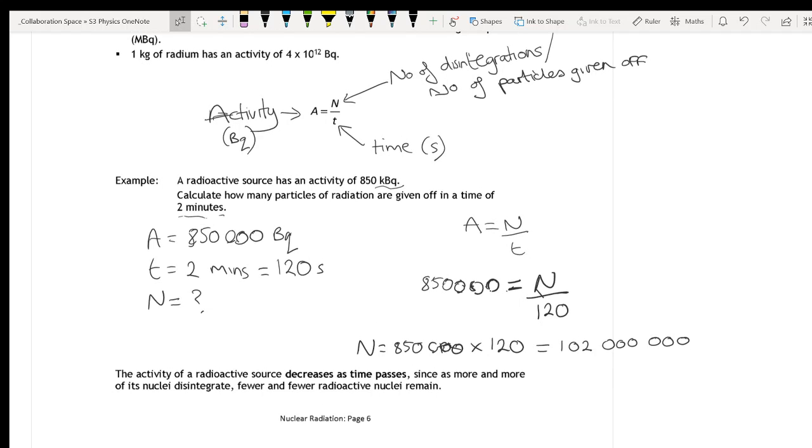The activity of a radioactive source decreases as time passes, since more and more of its nuclei disintegrate, fewer and fewer radioactive nuclei remain.